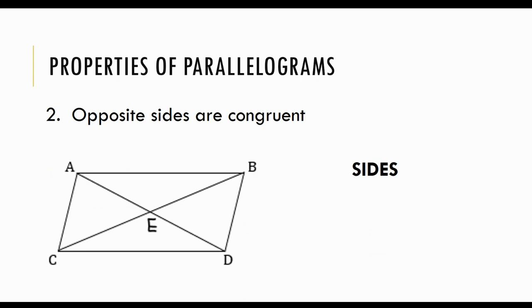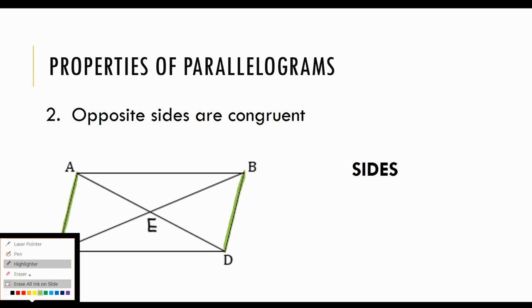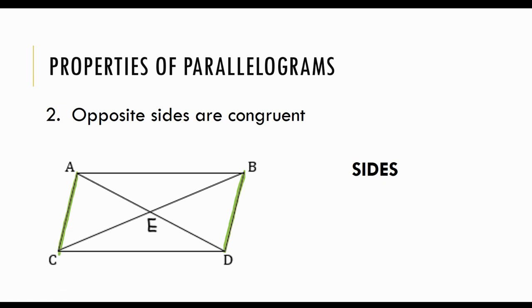Here's my second property. Opposite sides are congruent. So once again, we just talked about the fact that AC and BD are opposite sides because our first property told us that they're parallel. We also had a pair of opposite sides, AB and CD. Well, this is telling us that both of those sets of opposite sides are congruent. So I know that AB is congruent to CD, and I know that AC is congruent to BD. So opposite sides are both parallel as well as congruent.